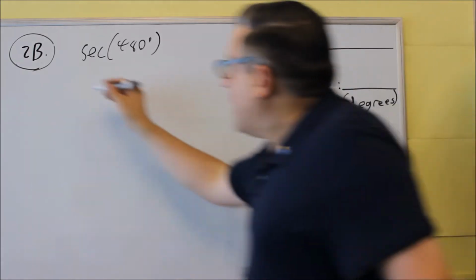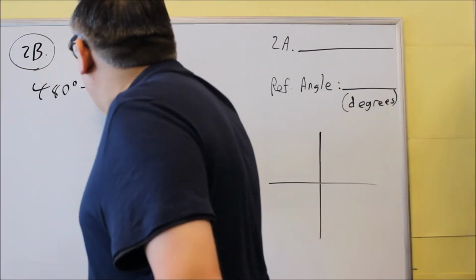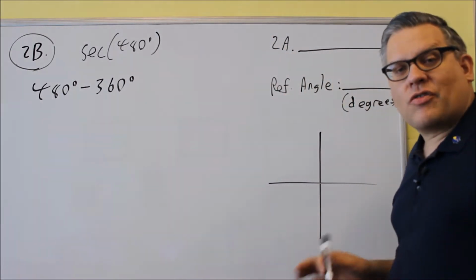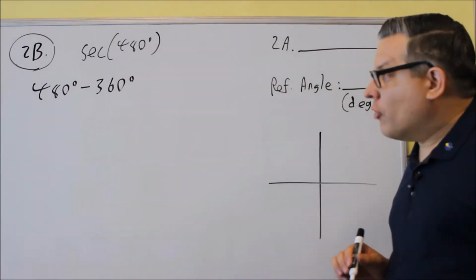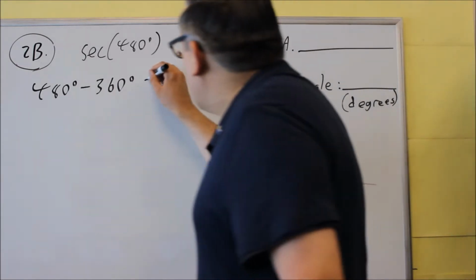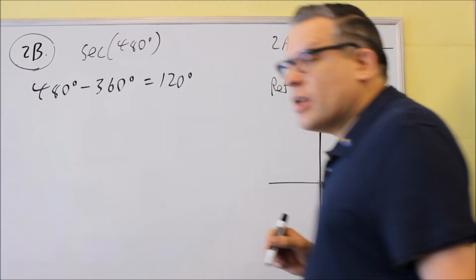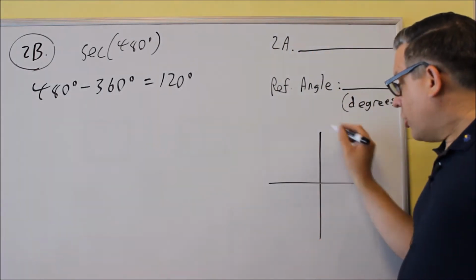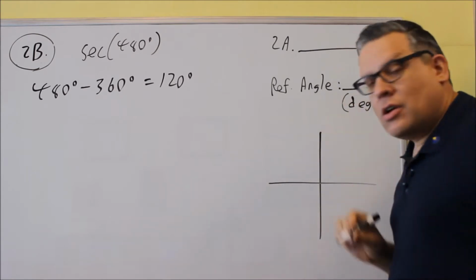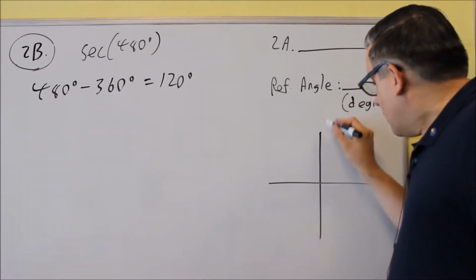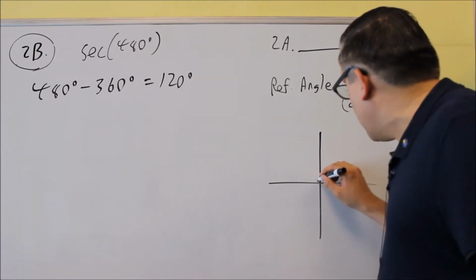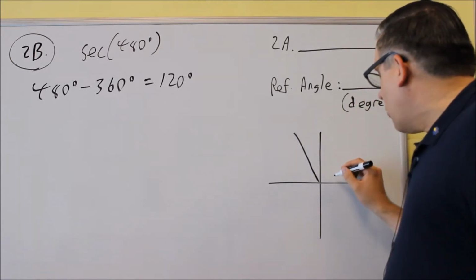Okay, so 480, we're going to first start by subtracting 360 degrees to find out how much we have left over. So 480 minus 360 gives you 120 degrees. Now we're going to use that and draw the angle here. 120 ends up in the second quadrant. This is 90 here, and it's 30 degrees more than that. So 120 will put you right here.